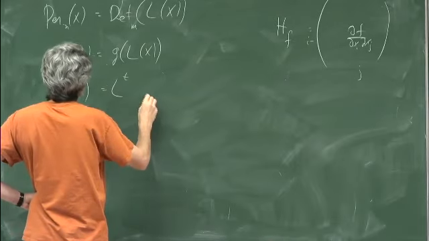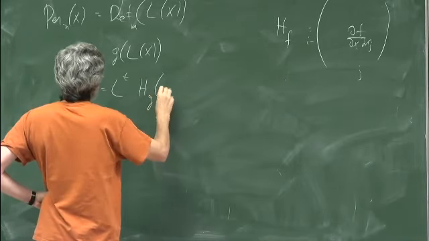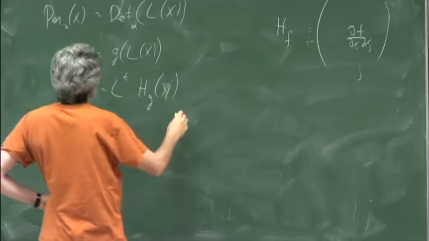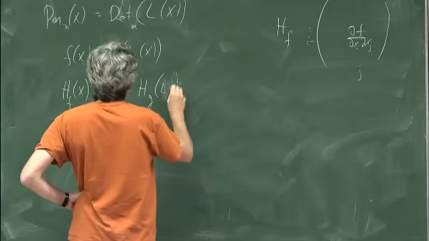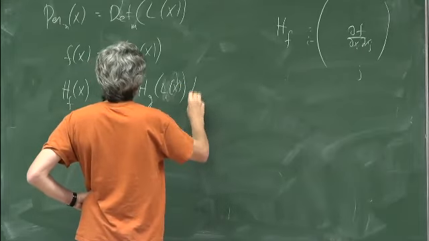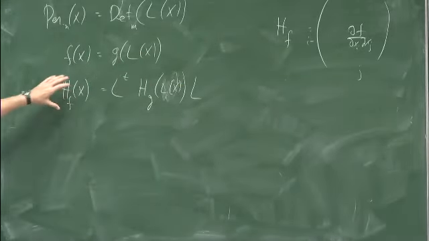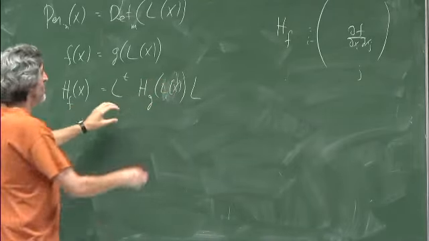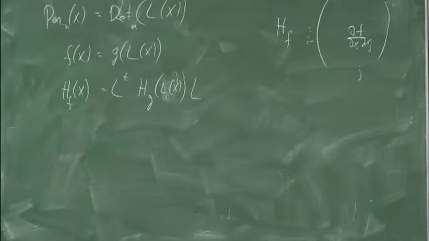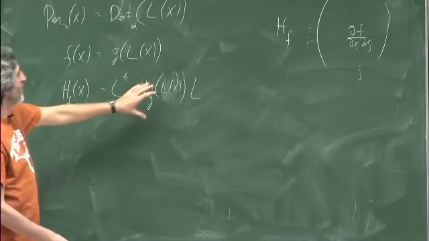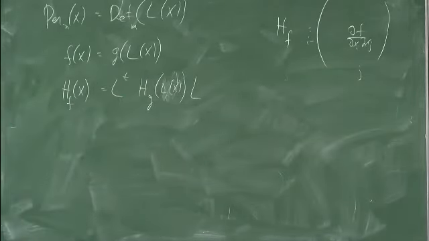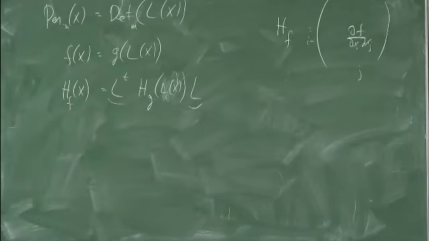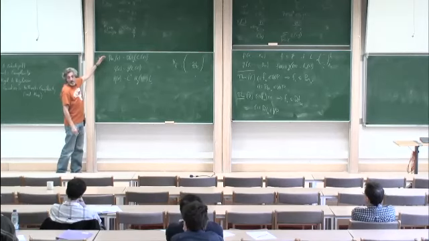L transpose times the Hessian of g at a well-related matrix that comes from this transformation, basically L of x, times L. So this matrix, the Hessian, is just the Hessian of g, and you just conjugate it on these two sides. Also, this is an n by n, this is an m by m, but these linear transformations are constant matrices. Okay, so this applies also here.